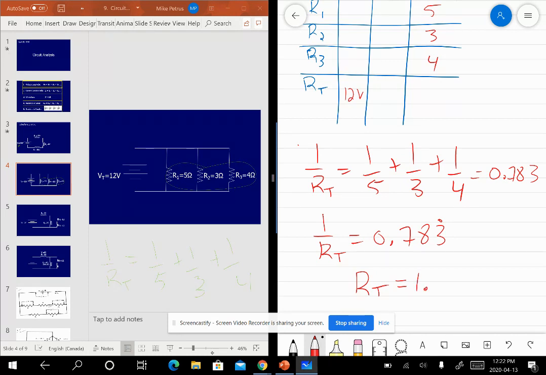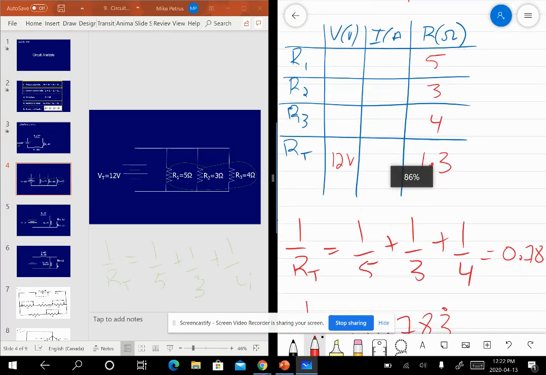of 1.3 ohms. That is rounded. I got a bunch of digits on my calculator, and I rounded it to 1.3. So I'm writing that in as my total resistance. Now we're back to here.